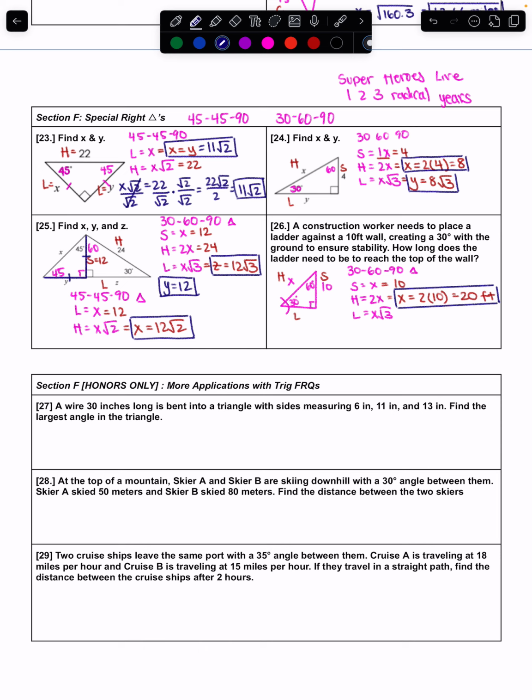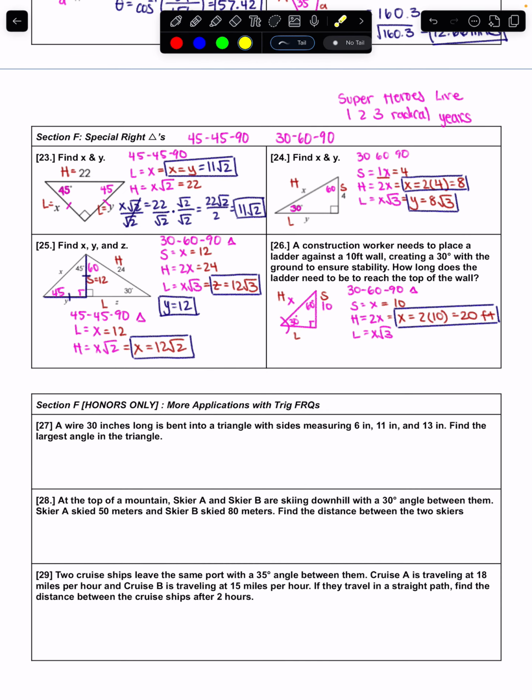Okay, so just to recap, it's super important that you guys know the difference between the two special right triangles. The first one is 45, 45, 90, and the leg is equal to x, and the hypotenuse is equal to x rad 2, okay? And then the second type of special right triangle is the 30, 60, 90. A little saying to help you understand that relationship is superheroes live 1, 2, 3 radical years, okay? So that is section F.